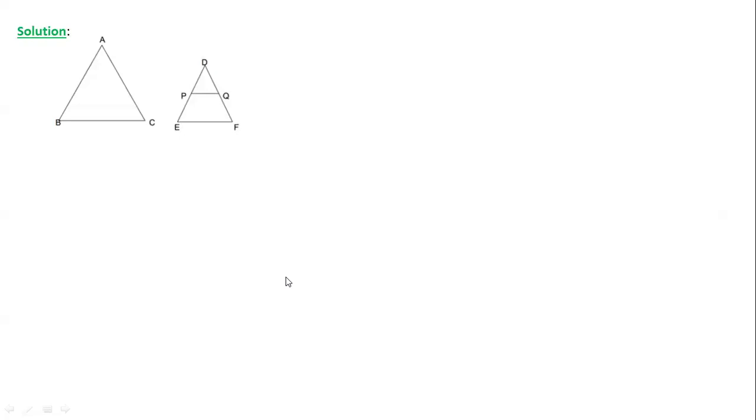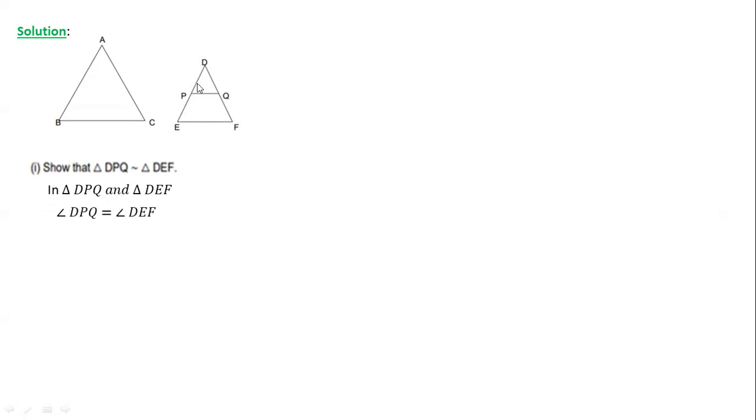Figure is drawn. Now, what was the first thing we have to prove? We have to prove these two triangles similar. Okay. Now, because we want to prove these two triangles similar, which two triangles are we considering? In triangle DPQ and DEF, in these two triangles.